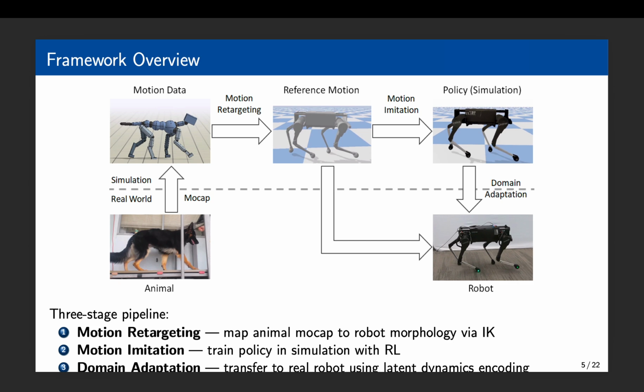Stage 3 is domain adaptation. Once the policy is trained in simulation, they transfer it to the real robot using a sample-efficient latent space adaptation technique that only requires around 50 real-world trials. I will now go through each of these stages in detail.